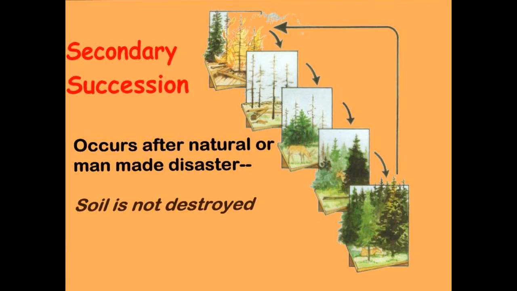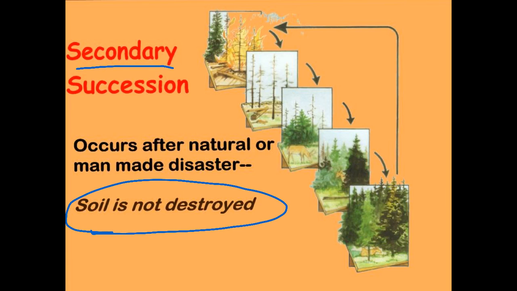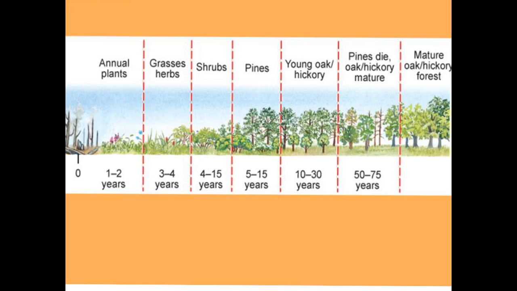The second kind of succession that we're going to talk about is what we call secondary succession. Secondary succession typically occurs after some sort of natural or man-made disaster, such as a forest fire. And the difference with secondary succession is that here, soil is not destroyed. So in primary succession, we have to first make the soil, whereas in secondary succession, the soil is already made.